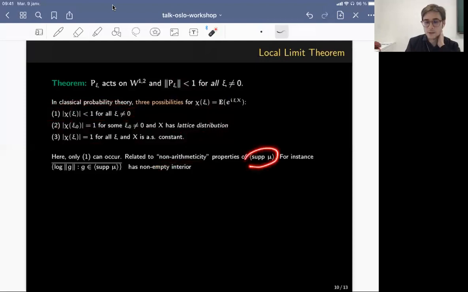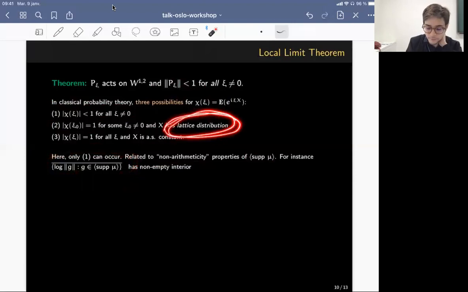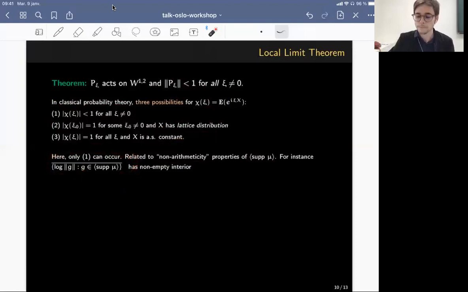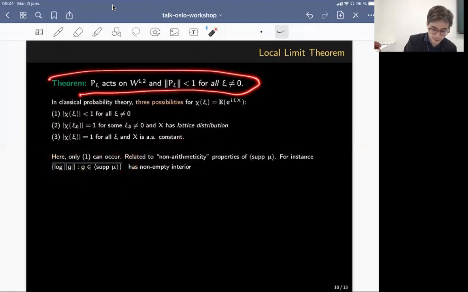For instance, related results say that if you look at all the possible values of the log of the norms, the closure of the set has non-empty interior. So this indicates that we cannot have some random walk whose norms lie in an arithmetic progression. Okay. So again, this property that we obtain is truly inspired by classical probability theory.